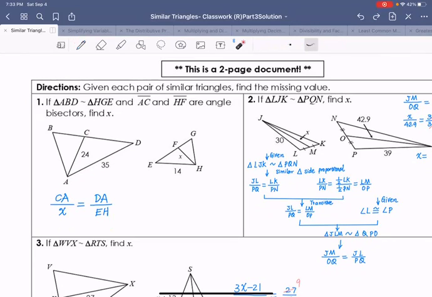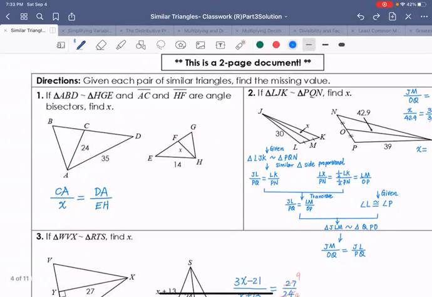Okay. You can find this in this graph. You can also find this from the letters here. CA belongs to this big triangle. X belongs to the small one. And then DA, EH. Yeah. There you go. Go ahead, plug in.